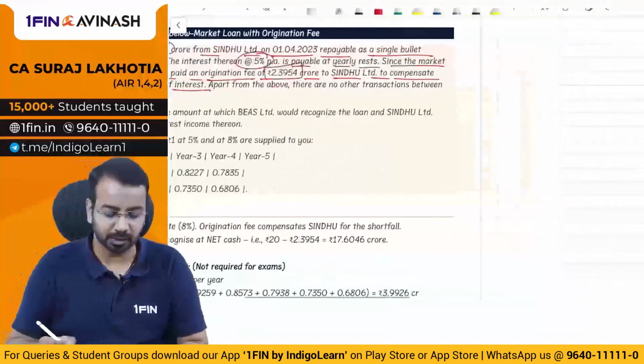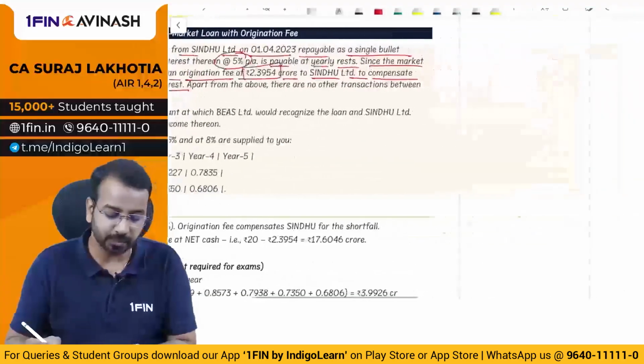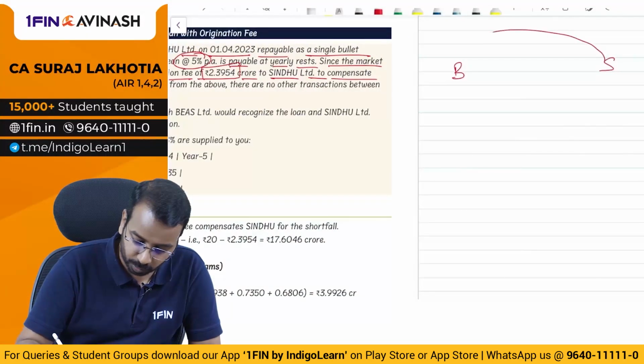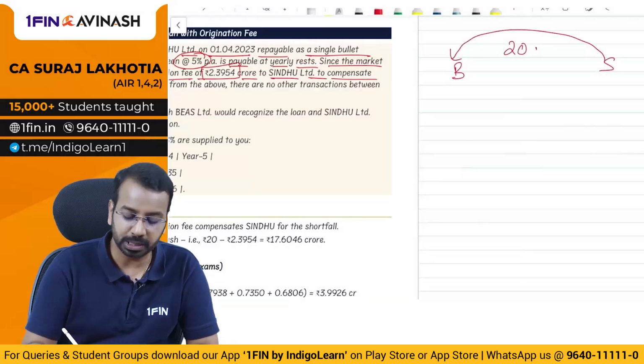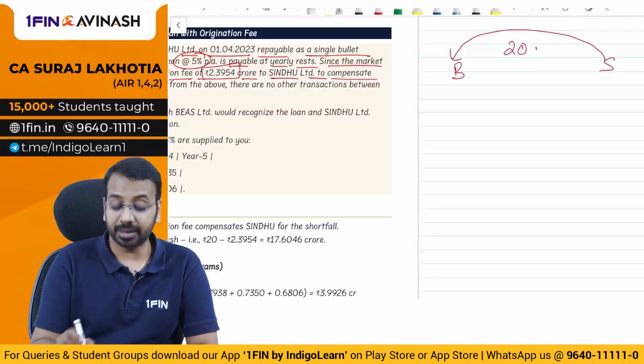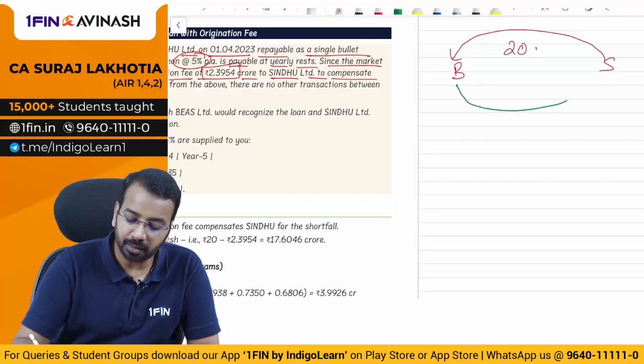Now let us understand this. B has borrowed from Sindhu. So we have B, we have Sindhu. B has borrowed from Sindhu how many crores? 20 crores. Now to compensate for the rate of interest, what did B do? B made an upfront payment of how much?